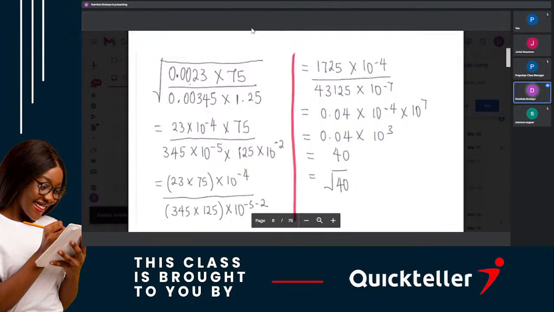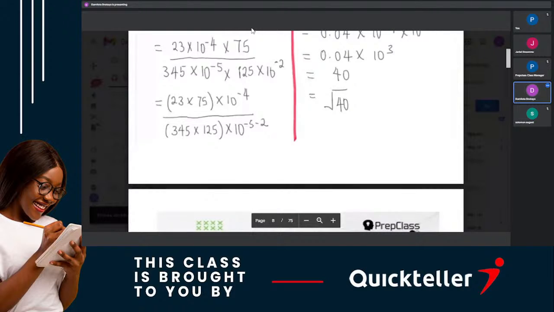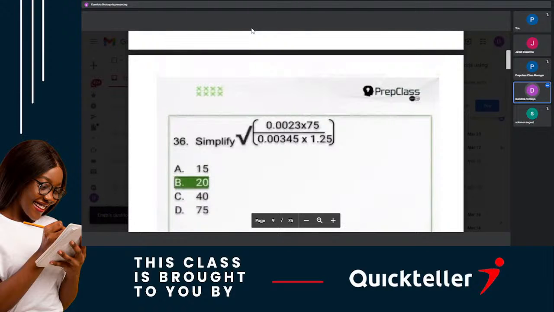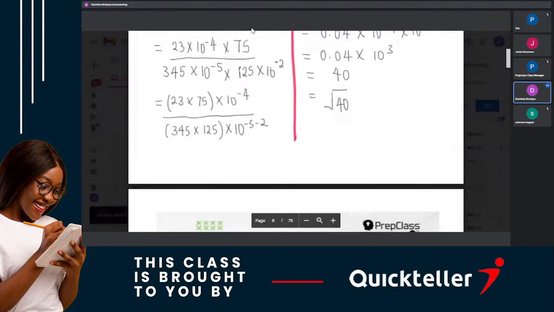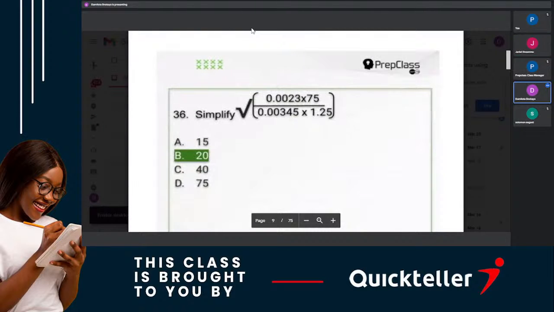So I discovered this late. It is meant to be root 400, and the square root of 400 is 20, because 20 times 20 is 400. So that will bring us to the answer as 20. If it were 40, you would not get any answer that suits it in the options, because the question itself is wrong. So it is meant to be 750, okay?